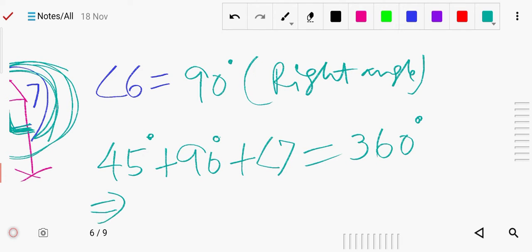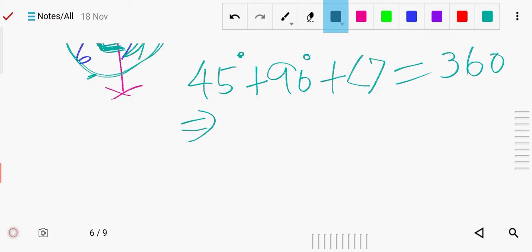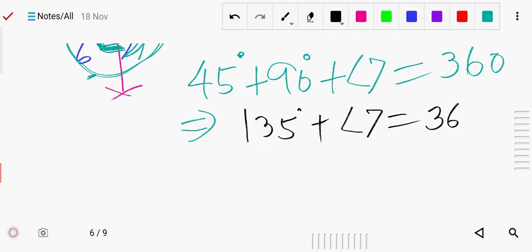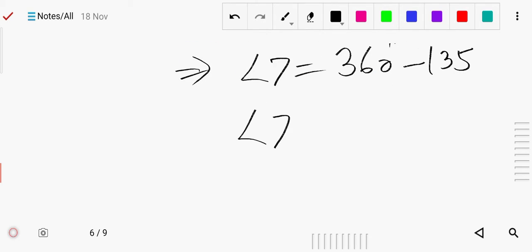Now next step we can do. So 45 plus 90, it will be 135 degrees, plus angle 7 equals 360 degrees. So now angle 7 will equal, that side it will go, 360 minus 135 degrees. So angle 7 will equal 225 degrees. So that's your answer.